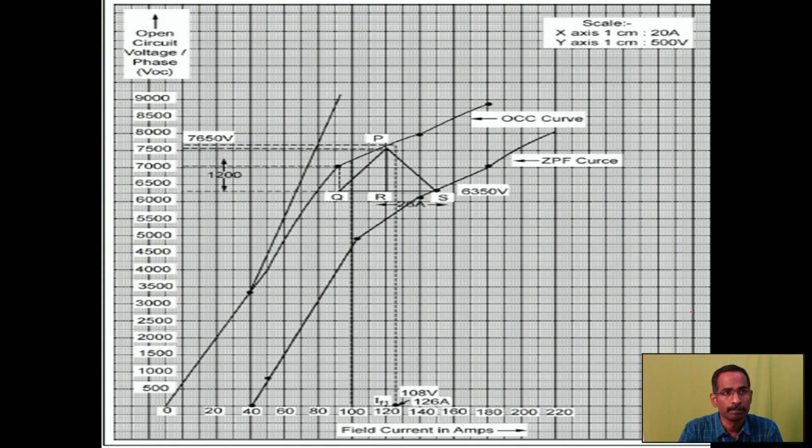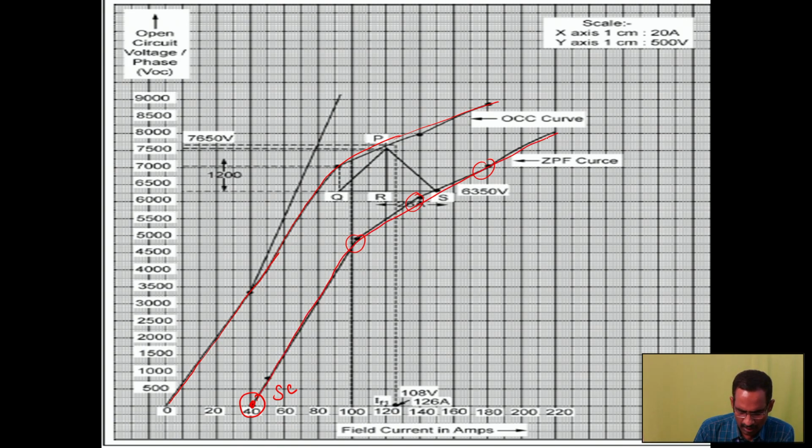Okay. Then I have drawn the OCC graph. In the x-axis I am choosing the field current. In the y-axis I am choosing the voltage. Here it is the data obtained from the short circuit test. Here they have not given the short circuit test. All these data are taken from the zero power factor test values. Okay, so we have drawn the zero power factor graph.